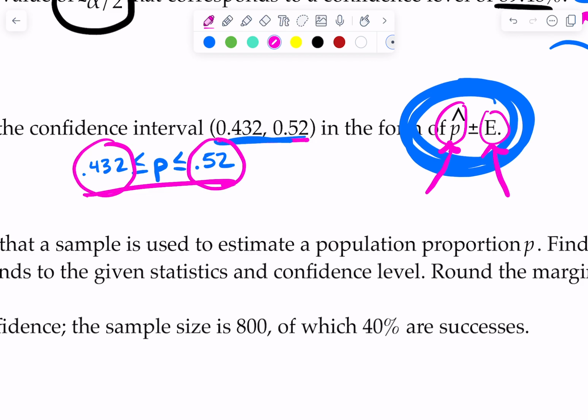So what's the error that you're adding and subtracting each time? What's your error from P hat? Finding the middle. Oh. Yeah. Okay, got it.